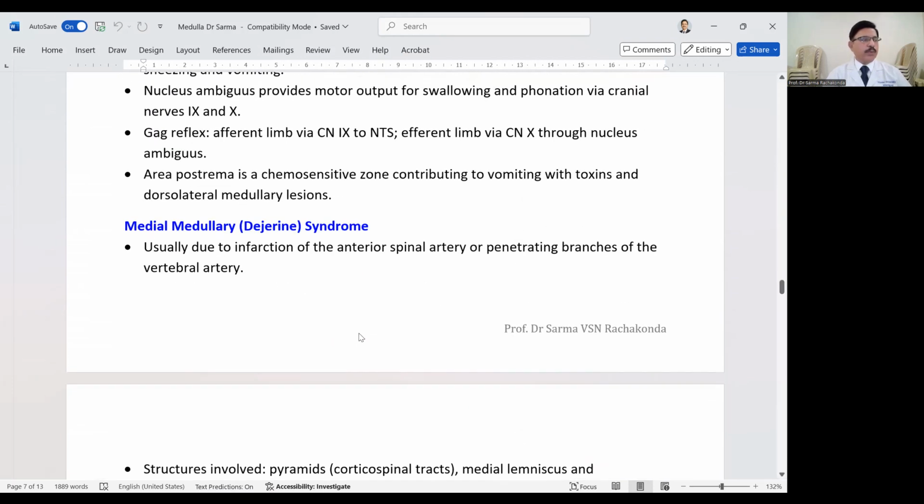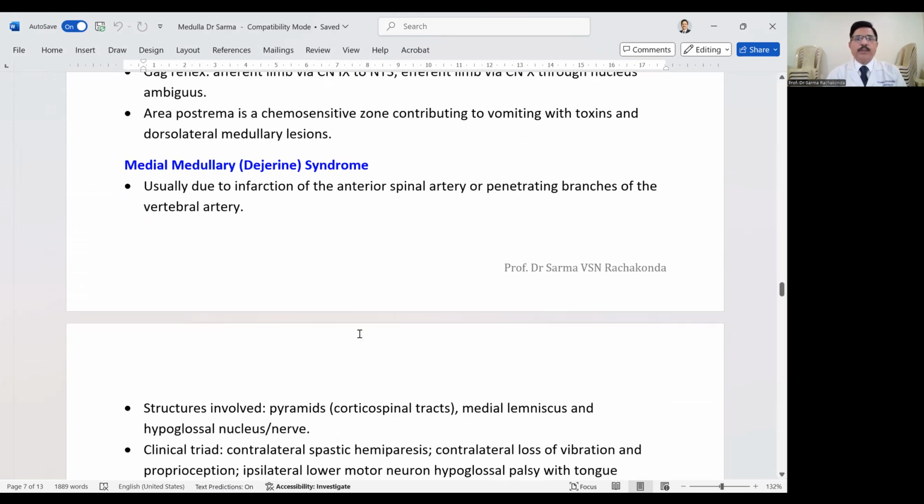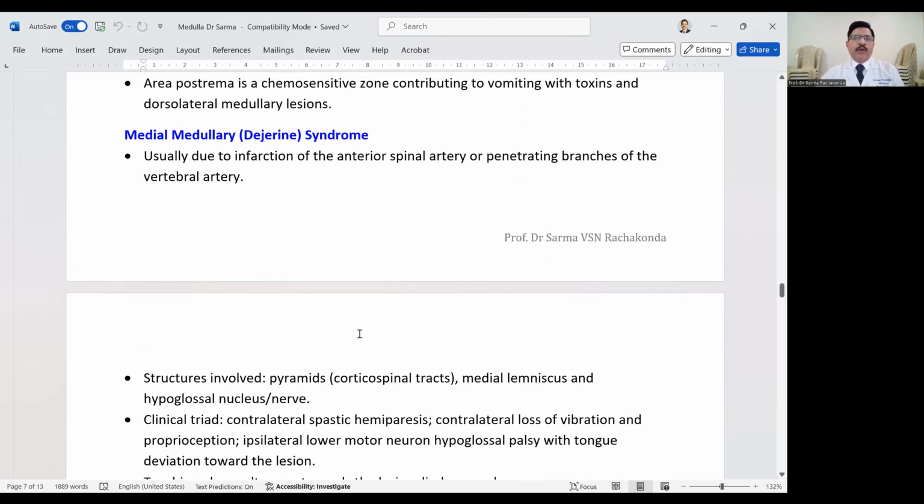We go to the two important syndromes. This is very important for you clinically. What is medial medullary syndrome? It is called Dejerine syndrome, usually due to infarction of the ASA, anterior spinal artery, or penetrating branches of the vertebral artery. Understand these two things very clearly. Which artery is involved in medial medullary syndrome? Anterior spinal artery or the penetrating branches of the vertebral artery.